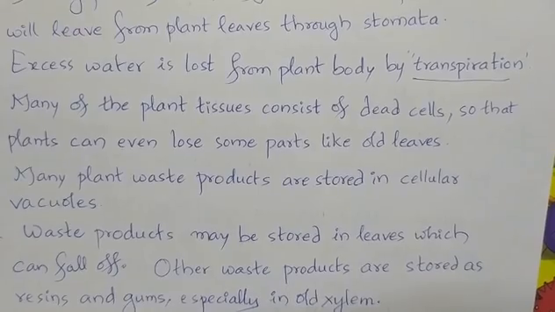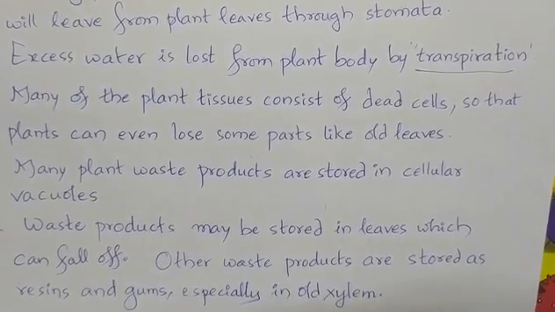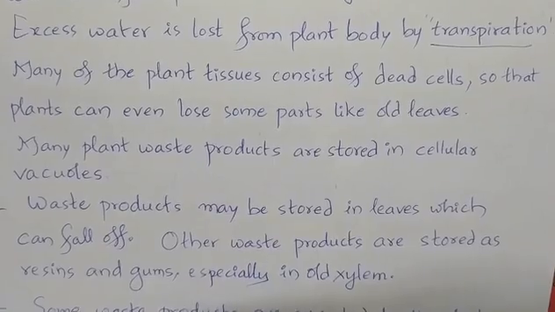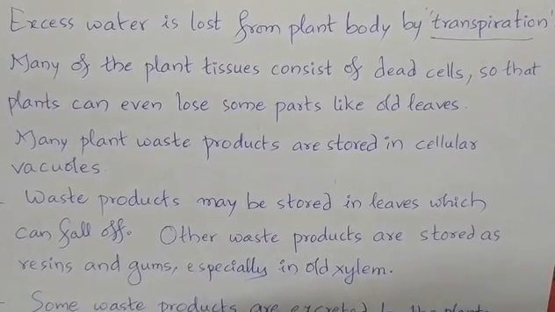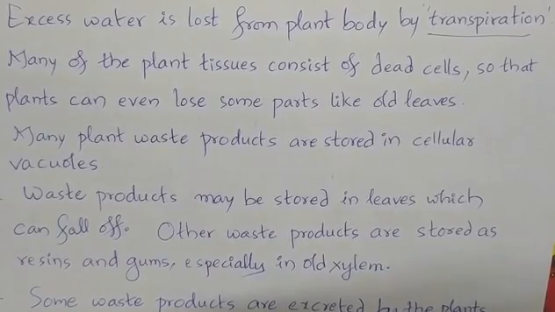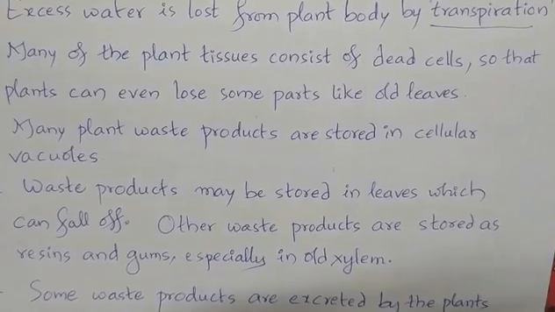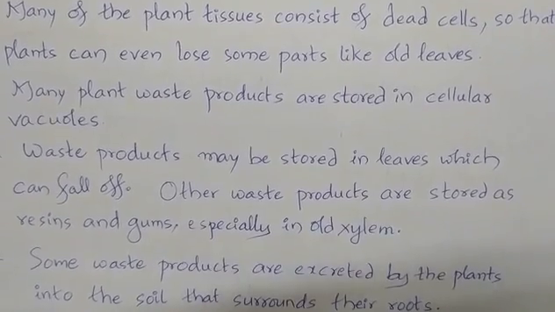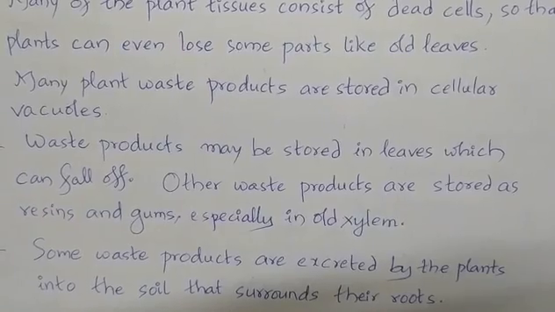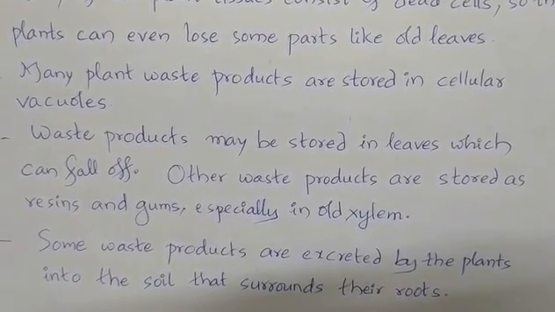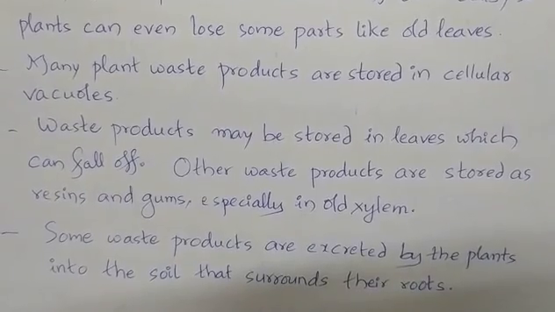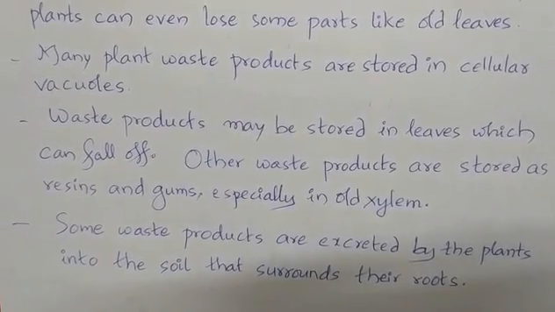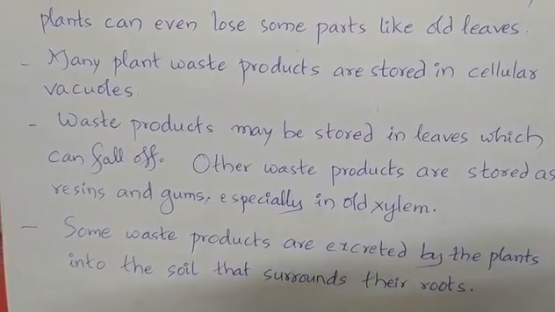Many of the plant tissues consist of old dead cells, so plants can even lose some parts like old leaves. So if any waste products are stored in such dead plant parts, even if the parts are lost from the plant body, automatically along with them the waste products will also be lost. Waste products may be stored in leaves which can fall off. Other waste products are stored as resins and gums, especially in old xylem, which also can be lost from the plant body. Some waste products are excreted by the plants into the soil that surrounds their roots. Likewise, excretion is carried out by the plants.